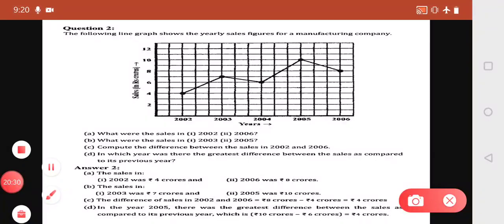Yes, similar type. So 2003, here you can see 2003. Now let us check how many crores it is. Here we go with the line, here it comes. So it is coming between 6 and 8. So between 6 and 8 we have the number 7. So the sales in the year 2003 is rupees 7 crore. And let us see the sale in 2005. So this is 2005. Now the sale is this much. Let us see, this is coming to 10 crores. So in 2005 the sale was rupees 10 crores.